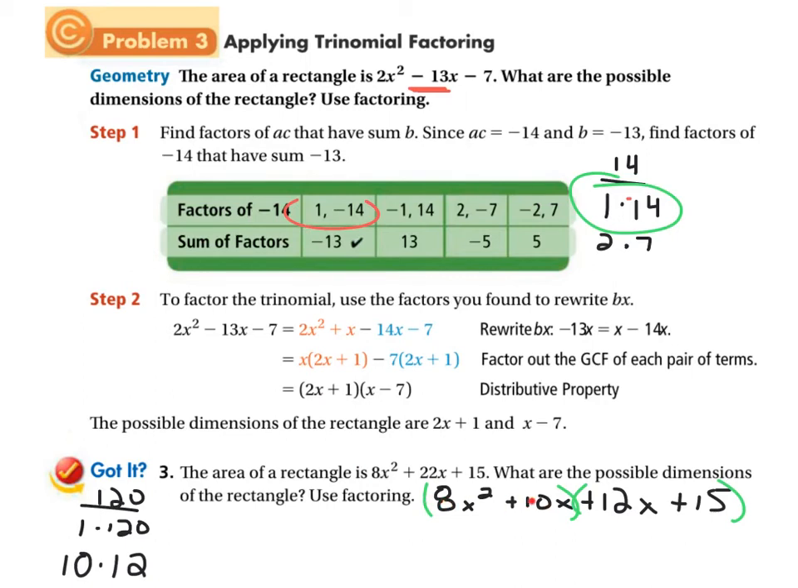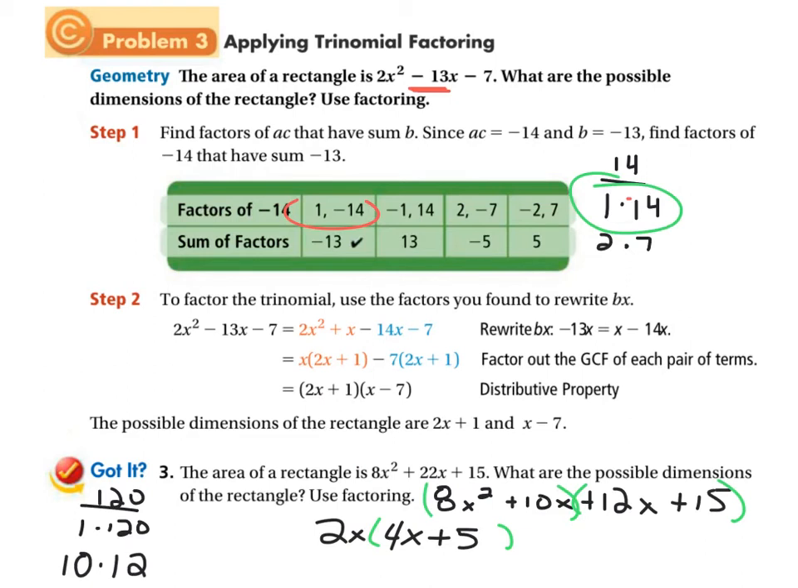Well, I can divide these both by 2. 8 and 10 both divide by 2, and I can get an x out of both of them. So I can pull out a 2x. Okay? And then I got to figure out what's left if I divided them each by 2x. So this divided by 2x is 4x. And 10x divided by 2x is 5. If you don't get a negative number, then you got to put the plus in between.